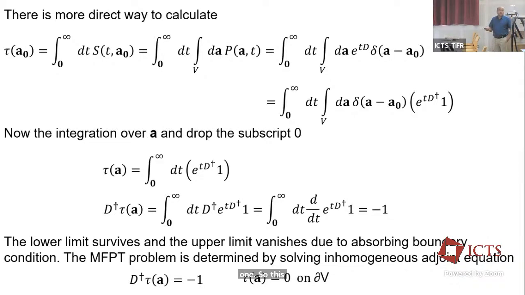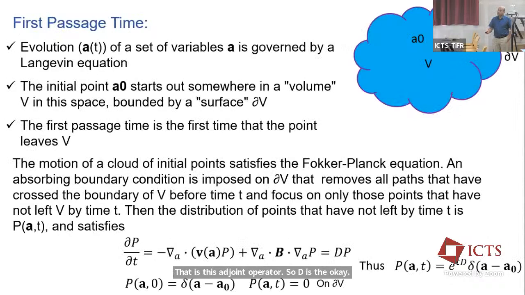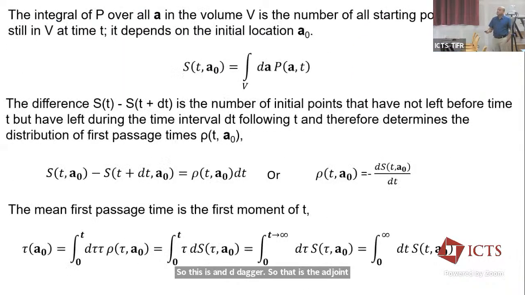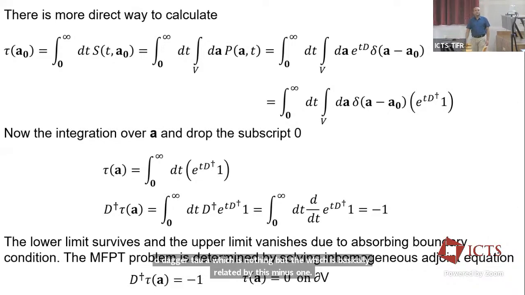So this D dagger is nothing but the adjoint operator. D is this Fokker-Planck operator, basically this quantity is the D, and D dagger is the adjoint of D. So we can write it in that way, and finally we land on a particular relation that looks very simple. D dagger tau(A) is basically equal to -1. This is the basic relation for calculating the first passage time.